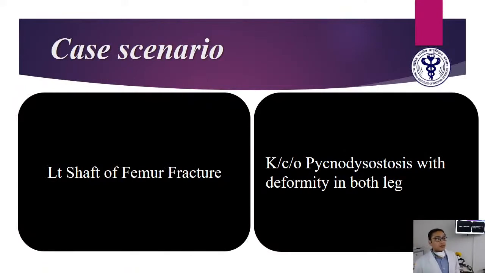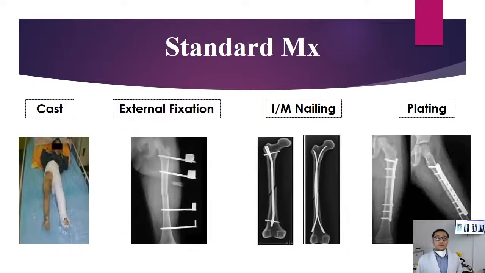So now we had a patient who is a diagnosed case of pycnodysostosis with a left shaft of femur fracture. So the standard management of a shaft femur fracture is basically you can do four things: either a cast, external fixation, intramedullary nailing, or a plating. So cast is usually reserved for children up to 5 years of age, and as she was 10 years, we did not go for a cast.